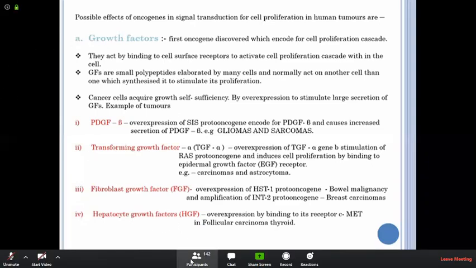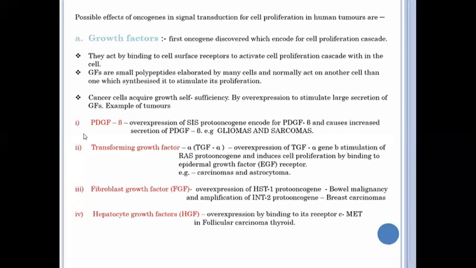The growth factors are small polypeptides. These are elaborated by many cells and normally act on another cell, stimulating its proliferation. Cancer cells acquire growth self-sufficiency by overexpression, stimulating a large secretion of growth factor. Some examples are PDGF-beta: overexpression of the c-sis proto-oncogene encodes PDGF-beta and causes increased secretion of PDGF-beta. Examples of tumors are gliomas and sarcomas.